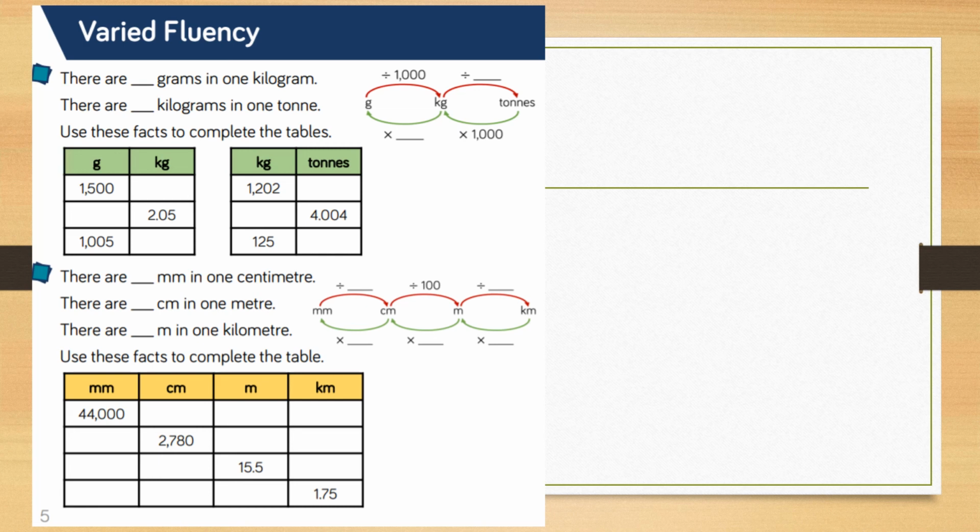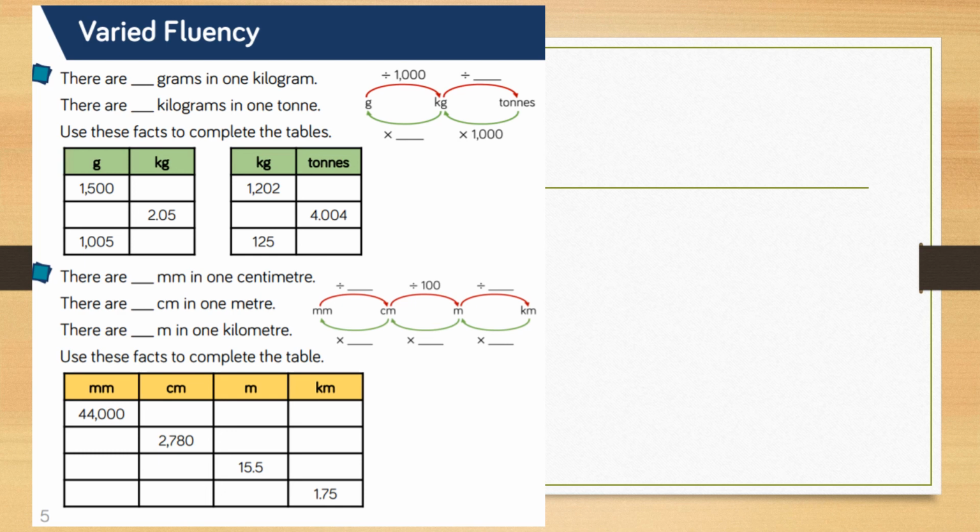So there are how many grams in a kilogram? Well, look, there's a chart here that helps you. So if you divide by 1,000 to get from grams to kilograms, there's got to be 1,000 grams in 1 kilogram. Okay, so to get from kilograms to grams, the green arrow, you're going to have to times by 1,000. Okay, and then kilograms in 1 ton, well, we can see to get from tons to kilograms, you have to times by 1,000. So to get from kilograms to tons, you must divide by 1,000. So there's got to be 1,000. So using that, can you complete the facts on the tables?